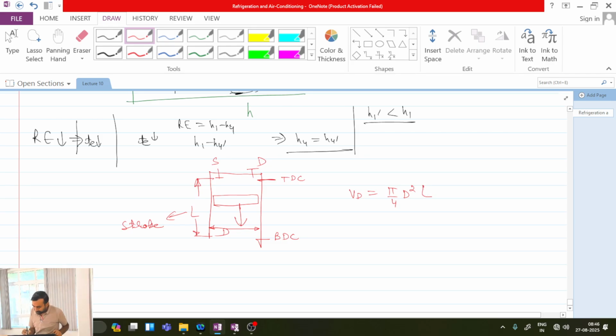Now, theoretically, whatever is the displacement of the system, that should be the actual fluid which is coming inside and going outside. But usually what happens, we have to provide some clearance at the top so that piston should not hit on the head of the cylinder. In this clearance volume, some amount of fluid is actually left always.